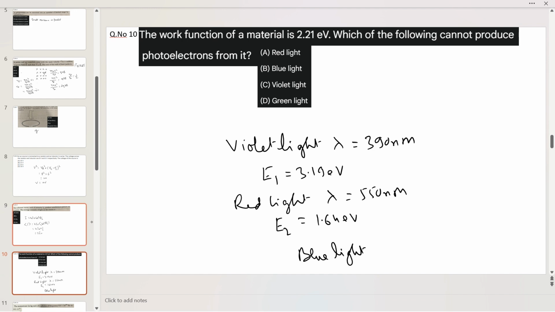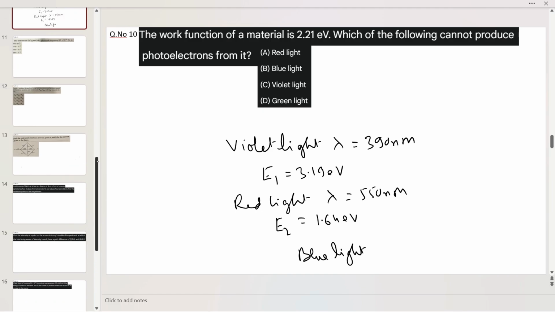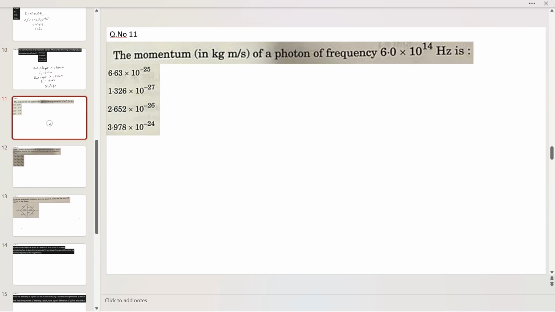Now my next question is, let me scroll it. The momentum of a photon, whose frequency is given here. Now you have to find the momentum of the photon. The formula is P is equal to h frequency by c.